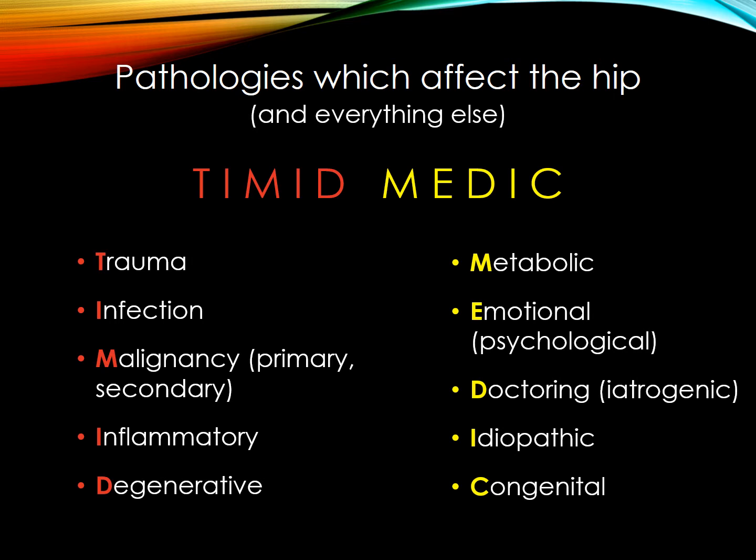So that's timid medic. And why it's good, I think, is because the timid part of it is the 5 most important. So trauma, infection, malignancy, inflammatory, and degenerative. Those are the only 5 causes of disease and pain that you can think of. That will cover everything. I apologise for the one which says doctoring. I couldn't think of anything beginning with D which meant iatrogenic. So it's got to be that, I'm afraid. But no mnemonic is ever perfect.